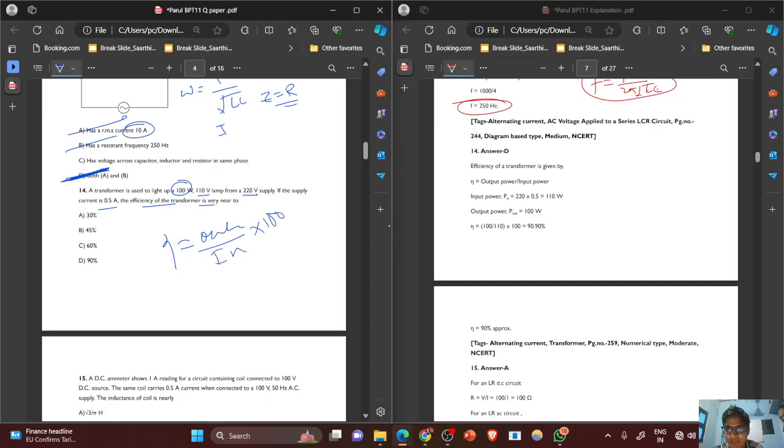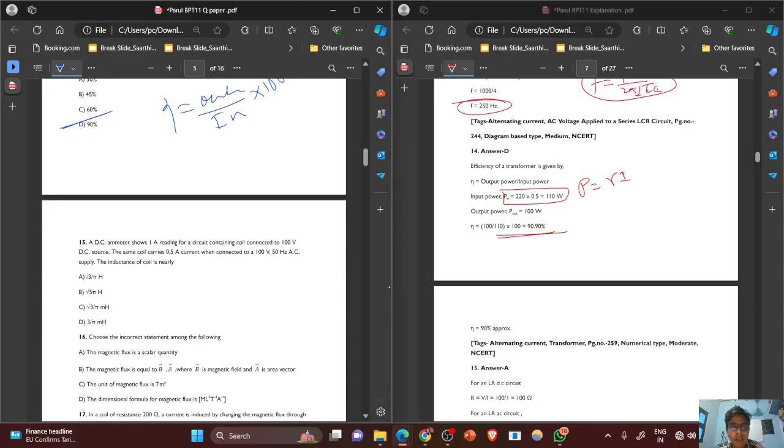Now moving to the solution, input power is 220 volt multiplied by current, because power is given by VI. So from here we get input power, and we want output power, 100 watt. So the efficiency is 90.90%, nearly approximately 90%. So D is your correct option, because efficiency of a transformer is given by output power by input power into 100, if it is asking in terms of percentage.